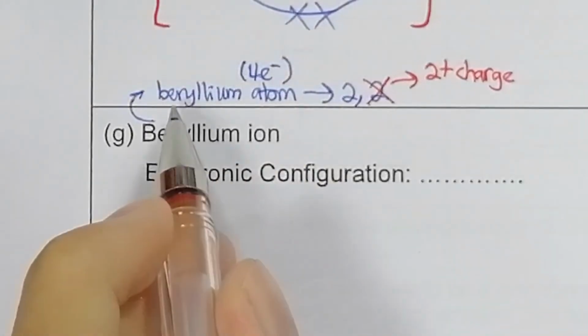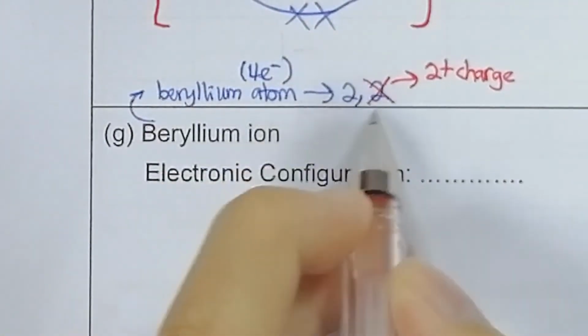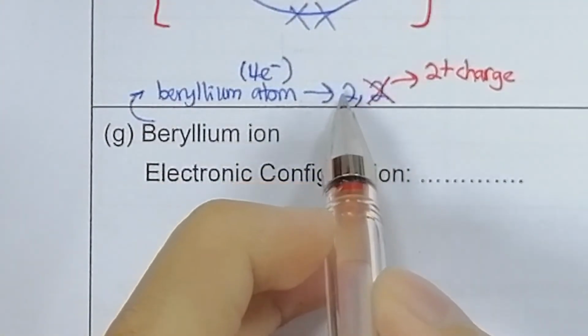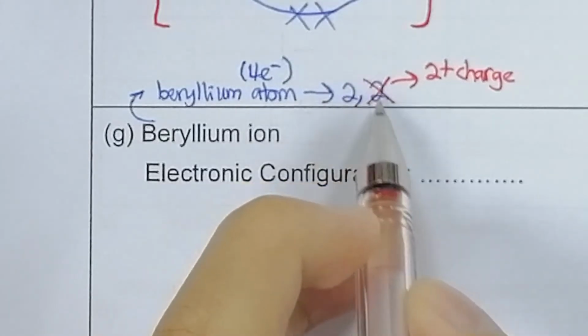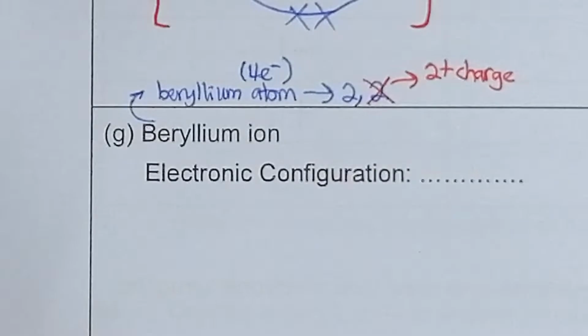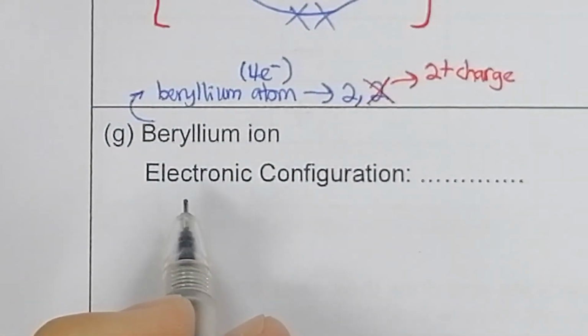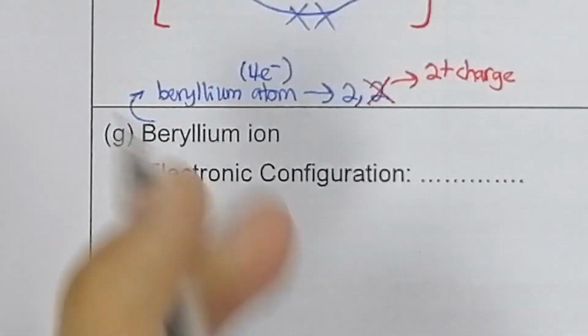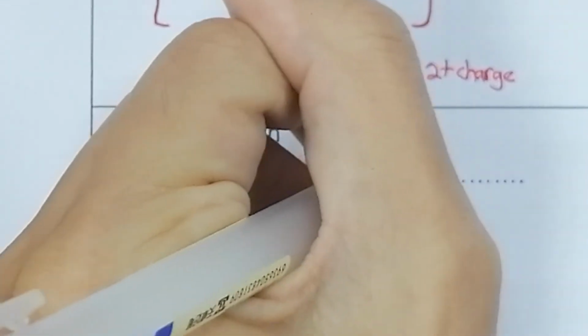Okay, now for beryllium ion, in this case, since there's 2 electrons in the first shell, this first shell is actually fully filled, right? So when we talk about the electronic configuration for the ion, we should write it as 2.